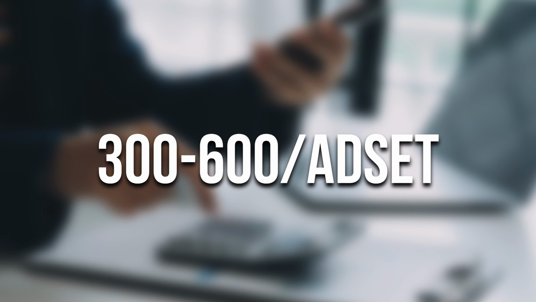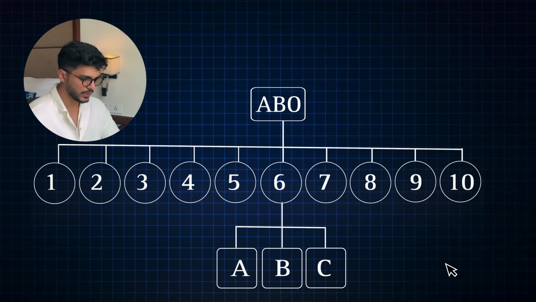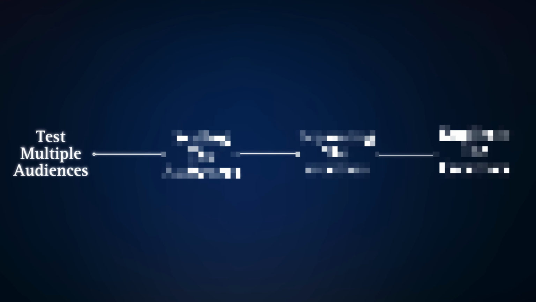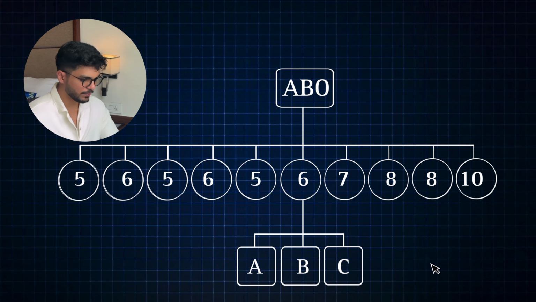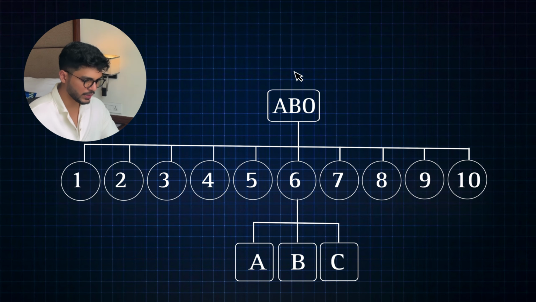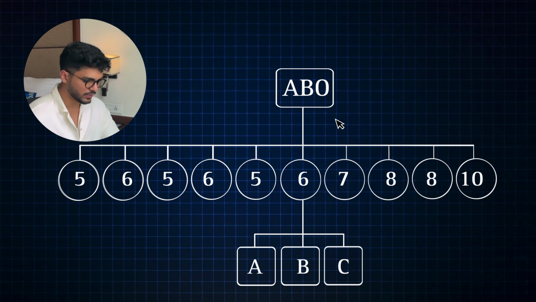And for the budget, you can start off with 300 to 600 rupees per ad set, and once you have run it for 3 days, you will have to duplicate it and start scaling further. So that brings us to step 2. In step 2, once you have run this campaign for at least 3 days, you want to move to this phase. In this one, you take all your winning ad sets and duplicate them in a new ABO campaign.